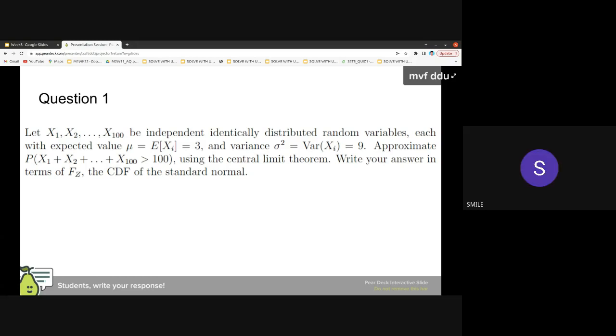So, sir, in the exam, we will be given the CDF of the standard normal distribution. If the values are required, we will give them to you. And in the graded assignment, it is not given. So we have to consult it somewhere? Yeah, you can get online Z tables, right?